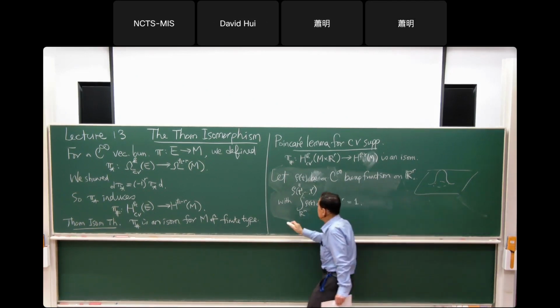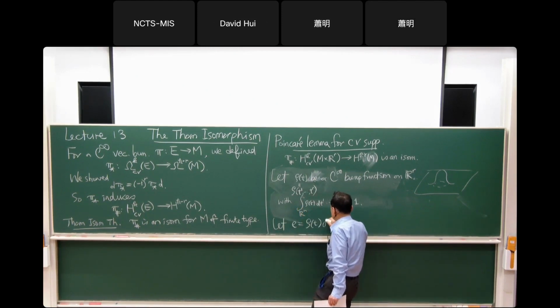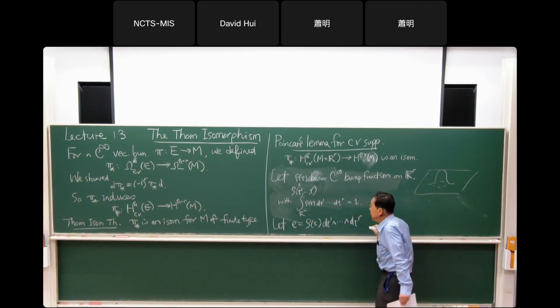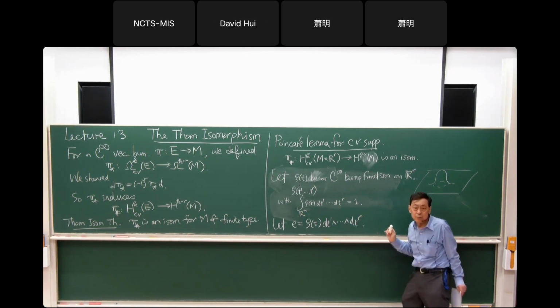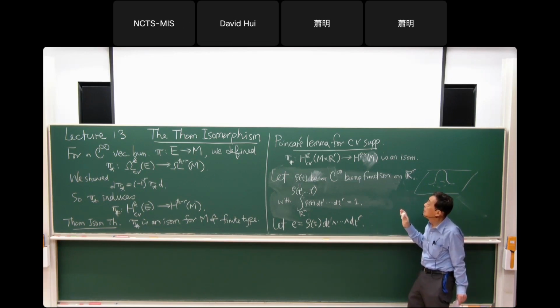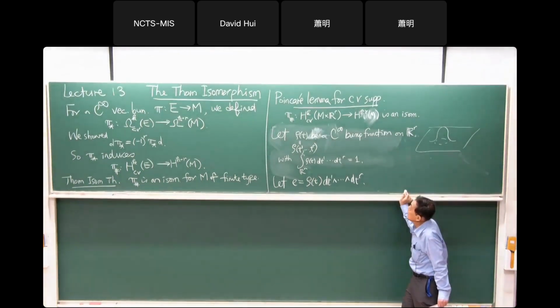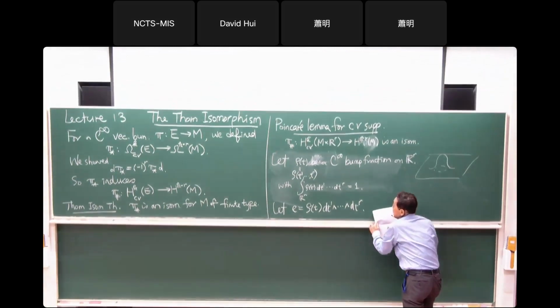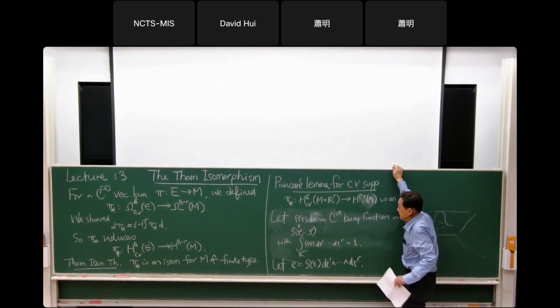And then we let e be rho of t dt1 wedge dot dot dot dtr. So it is an r-form. This is very much like the proof for the Poincare lemma for compact support. Okay, and so now you just take a form on M and you wedge it with this.